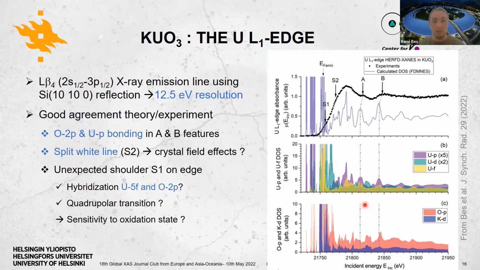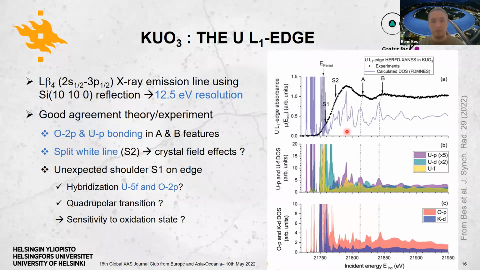If you look at A and B, you have almost an overlap between oxygen P features and uranium P features, meaning that there is probably a link between the uranium-oxygen bonding and these features A and B. Concerning the S2 shoulder, the first, so the white line, which is a little bit broadened, you have 2 groups of P states here, which are separated. This is not well understood yet, because it could be linked to crystal field splitting of the P states, which is unexpected.